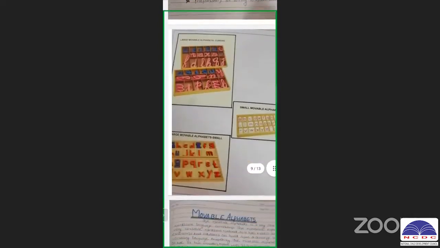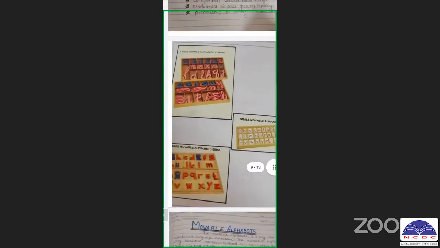And the next one is movable alphabets. We know that movable alphabets is also a very important and a very unique activity. It's very interesting also. So we are with the movable alphabet. The activity consists of one or two wooden boxes.